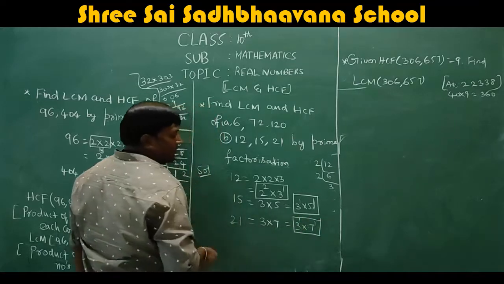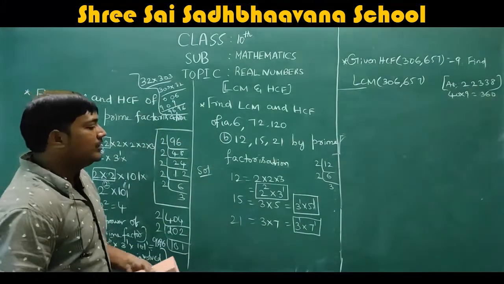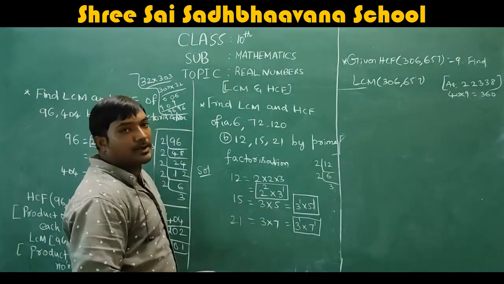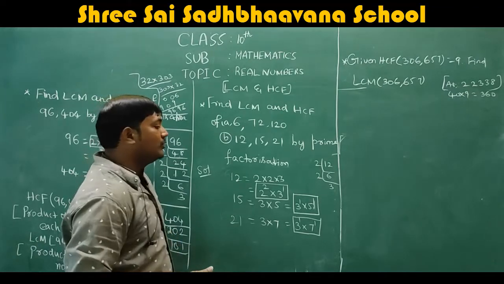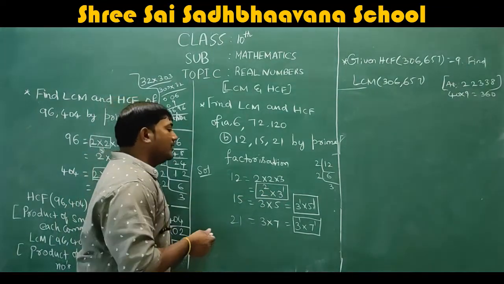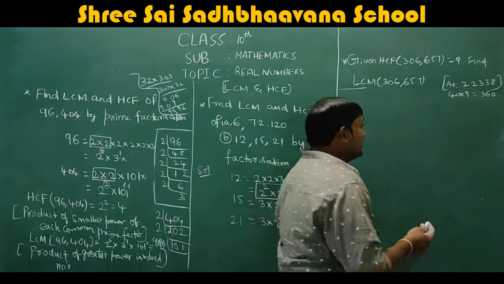It should be a prime number. If you take something like 4 into 3, you have to convert 4 into prime numbers, which means you have to write 2 into 2. Apart from prime numbers, you should not have any other factor over there. Remember that. Now we have to find HCF.